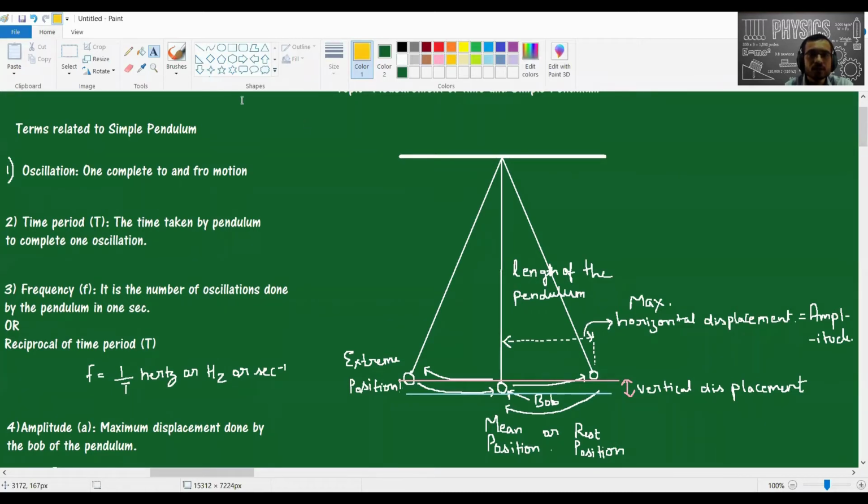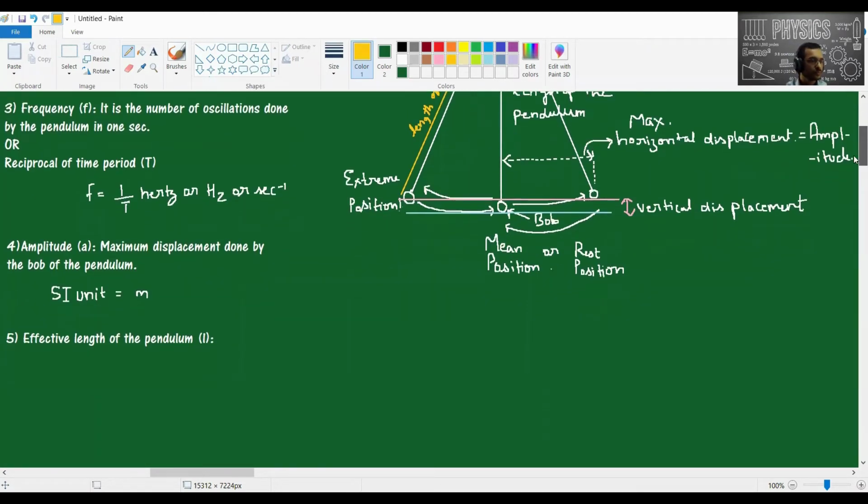I'm going to mark it with, suppose, orange color. So from the center of the mass of the bob to the rigid support, this is known as length of the pendulum. Clear? This is length of the pendulum. Here also I have written length of the pendulum, which is the same. Clear?